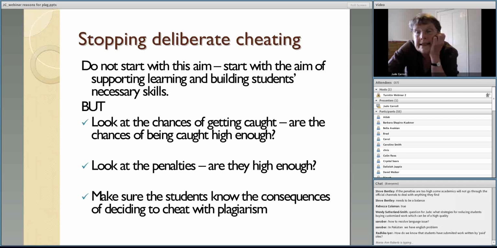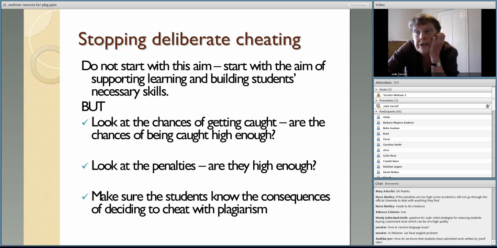Wendy says, question for Jude. What strategies are there for reducing students buying customized work, which can be of high quality?